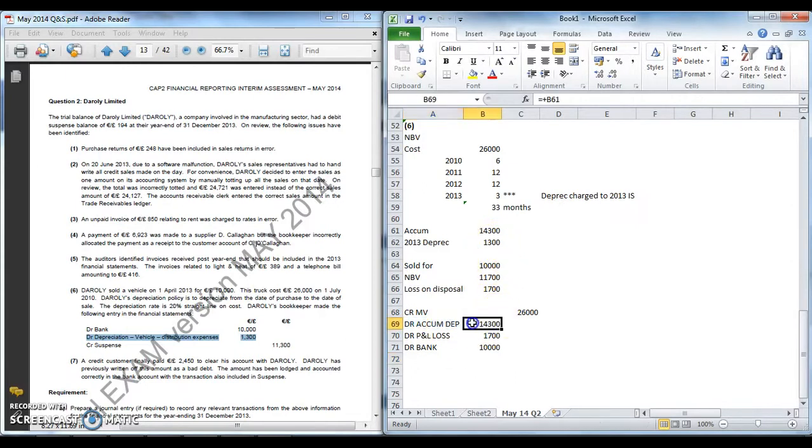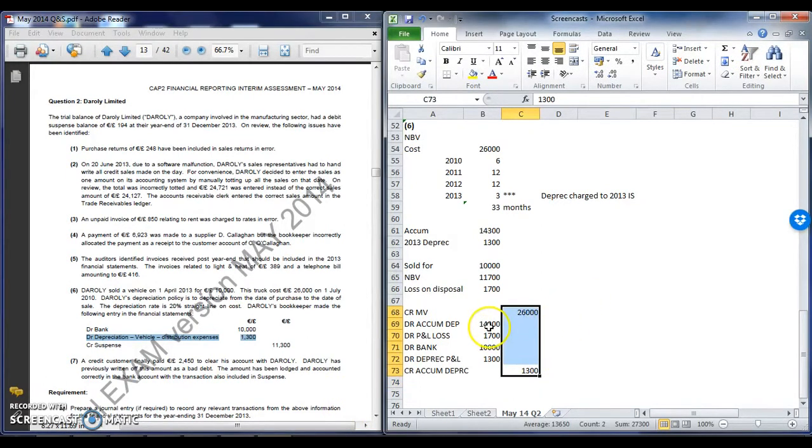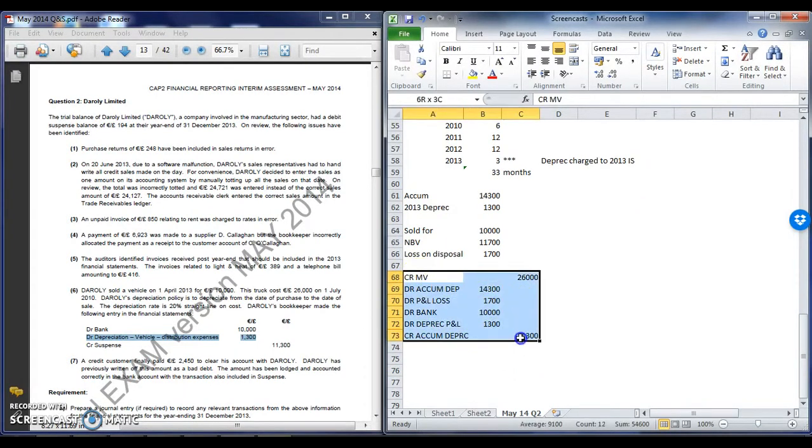The accumulated depreciation is 14,300, but debit depreciation in the current year in the P&L of 1,300, and then you must credit accumulated depreciation to account for that in the balance sheet of 1,300. So it's useful then just to double check your balancing, and you get 27,300 and 27,300. So that's what should have been done.